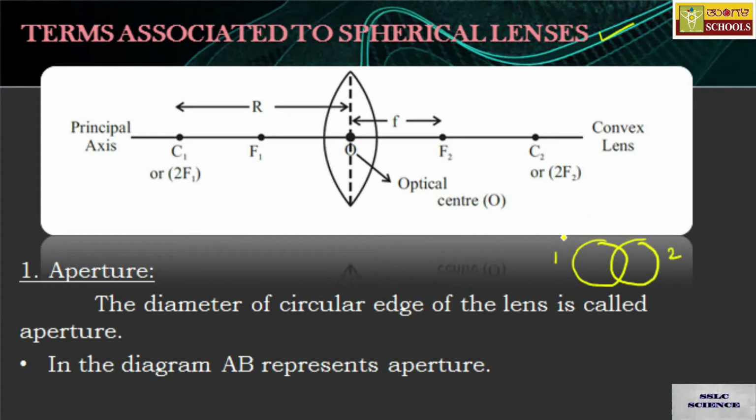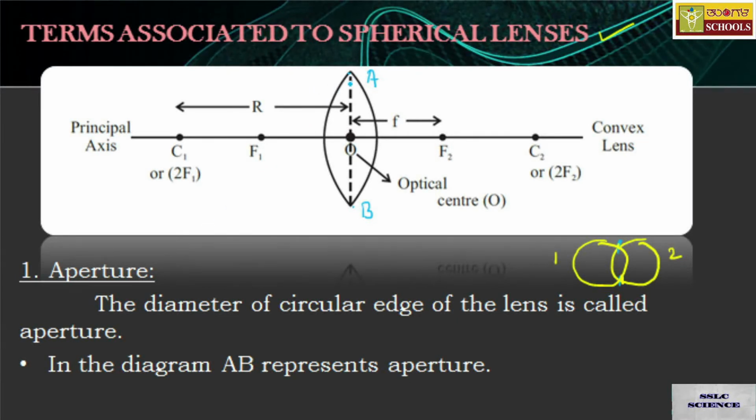So the aperture means what? The diameter of circular edge of the lens. I mean, I'm talking about these 2 points, this and this. Just to change the color, by that you can recognize those points easily. This is the first point and this is the second point. You take this point as A and this point as B, and hence in the diagram the portion AB represents the aperture, the diameter of circular edge of the lens. So the diameter of circular edge of the lens is known as aperture.